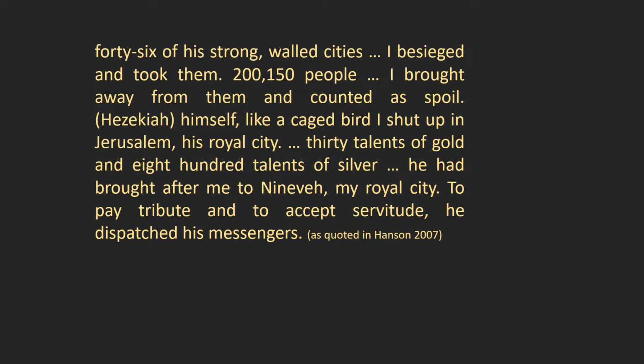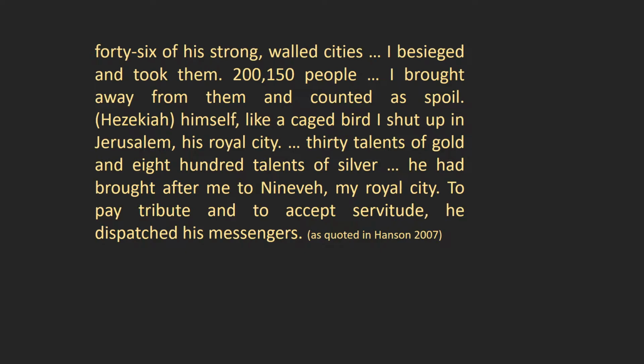And this describes the campaign in Sennacherib's own words, taken from that prism that I showed you earlier. 46 of his strong walled cities I besieged and took them. 200,150 people I brought away from them and counted as spoil. Hezekiah himself, like a caged bird, I shut up in Jerusalem, his royal city. 30 talents of gold and 800 talents of silver he had brought after me to Nineveh, my royal city. To pay tribute and to accept servitude, he dispatched his messengers.